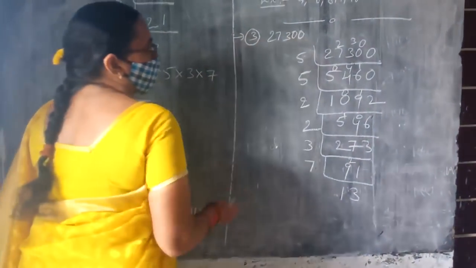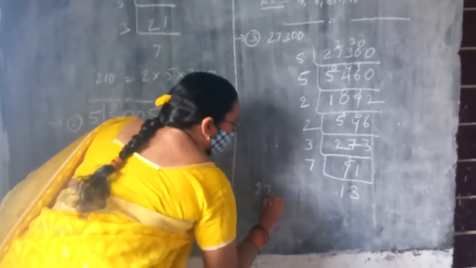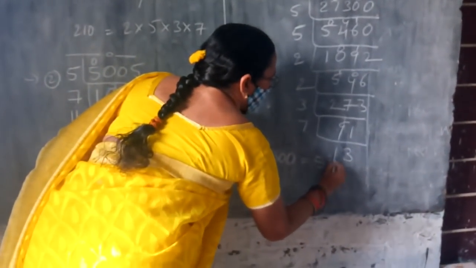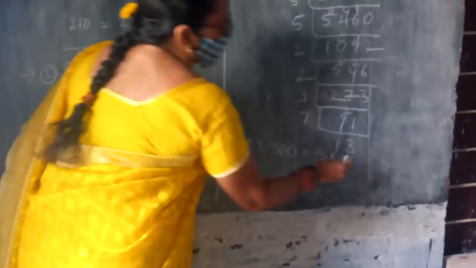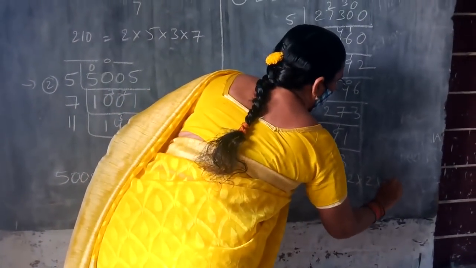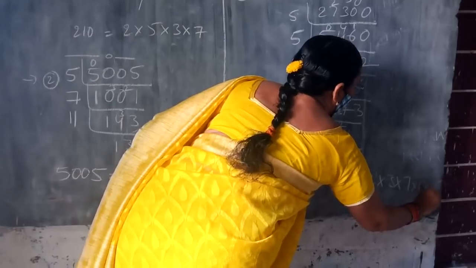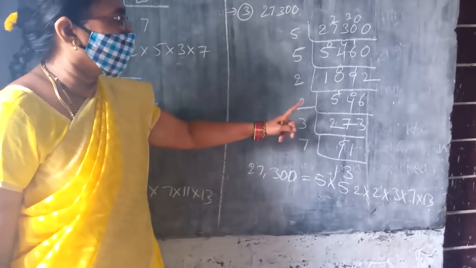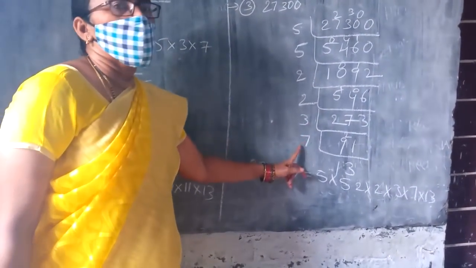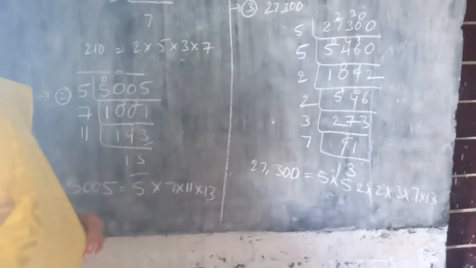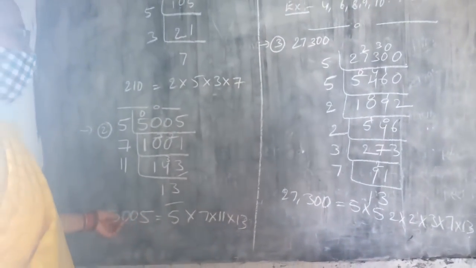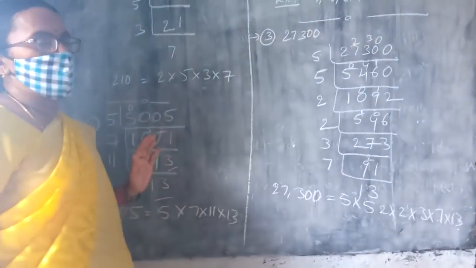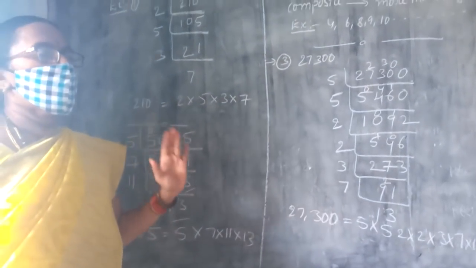Okay, we can write 27,300 as 5 into 5 into 2 into 2 into 3 into 7 into 13. In this way, we can write a composite number as the product of prime numbers. This is called the fundamental theorem.